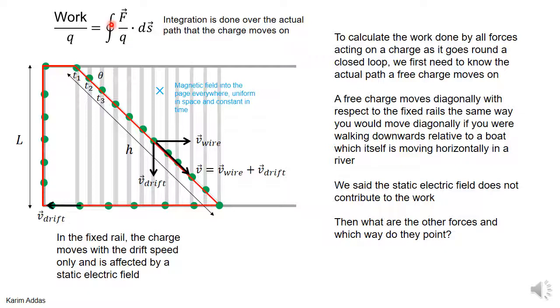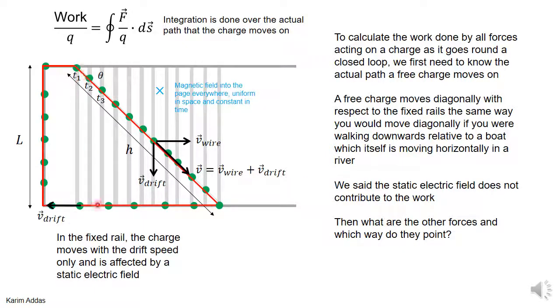But the thing is, when you get the work for the particle, you need to integrate over the actual path that the particle is moving on. So if you want to get the work on the charge, you have to look exactly where this charge is moving in space and integrate over that path. It's unlike the EMF. We'll make a comparison between the work and the EMF in the last slide, but if you want to get the work, you need to first identify the actual path that the charge is moving on. So let's follow the path of the charge as it moves.